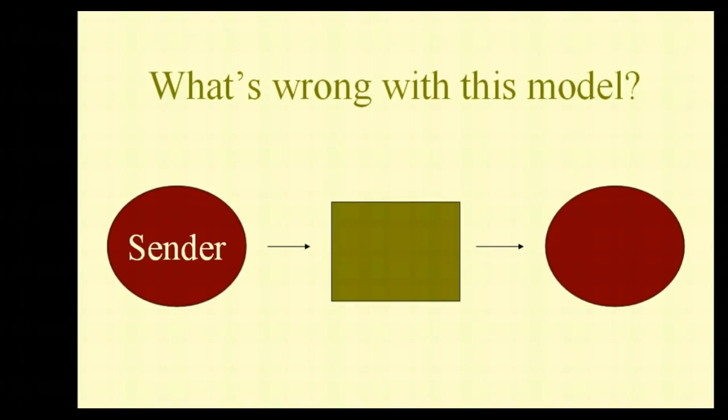But what's wrong with this model? We have a sender, a message, and a receiver.